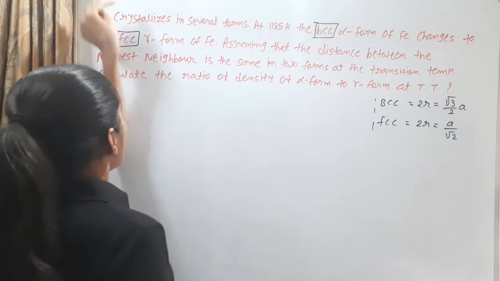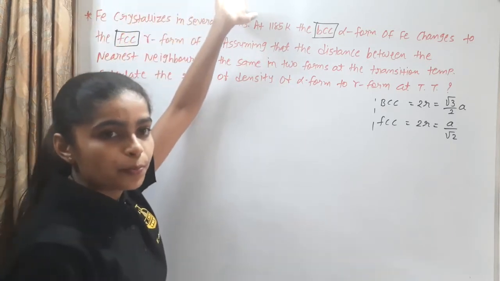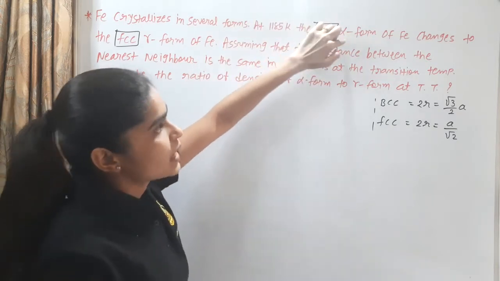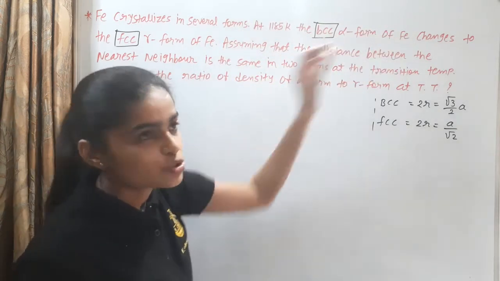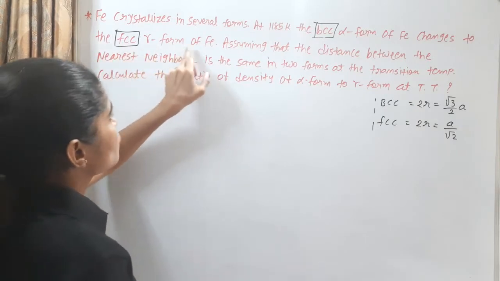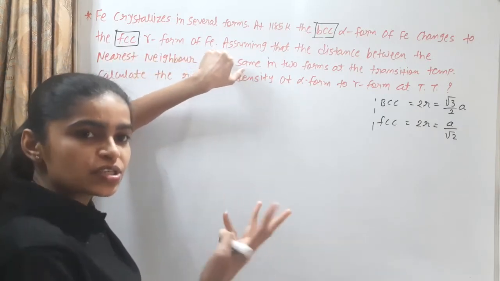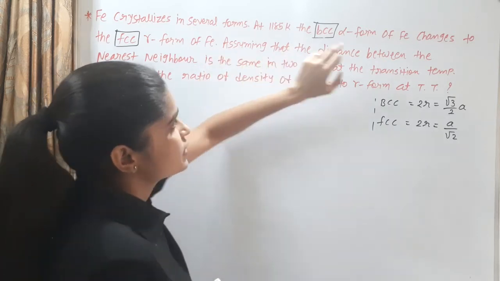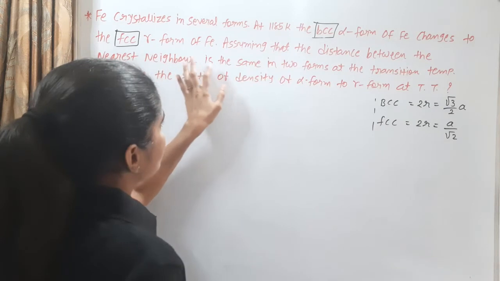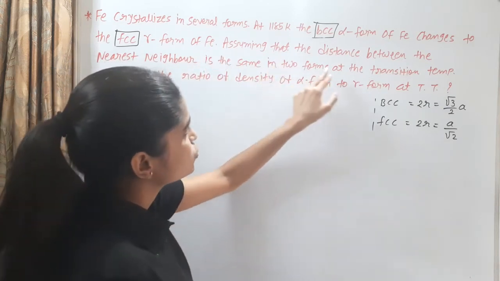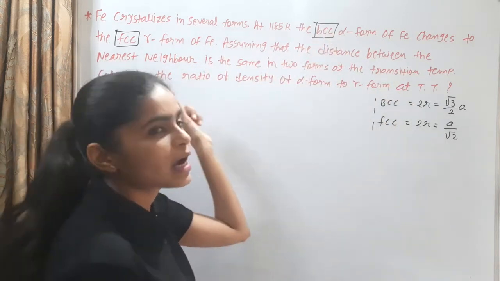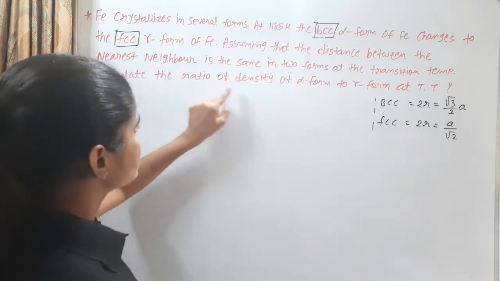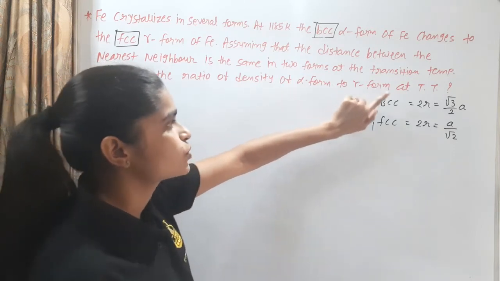Next, iron crystallizes in several forms. At 1185 Kelvin, the body centered cubic alpha form of iron changes to the FCC gamma form of iron. This is the transition temperature from alpha form to gamma form. Assuming that the distance between the nearest neighbors is the same in the two forms, alpha and gamma, calculate the ratio of density of alpha form to gamma form.